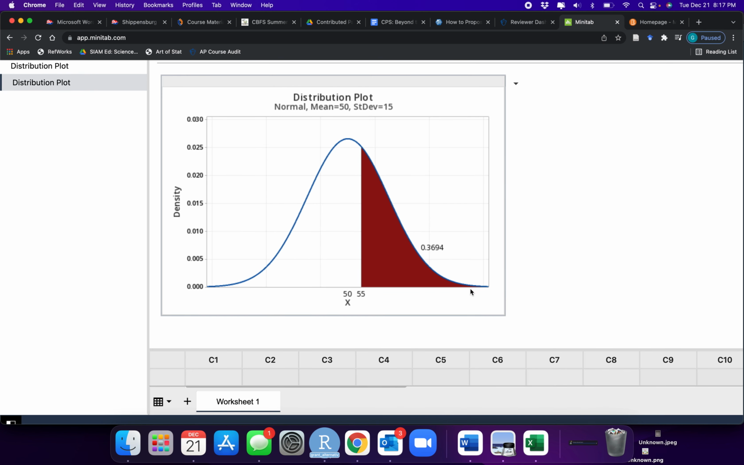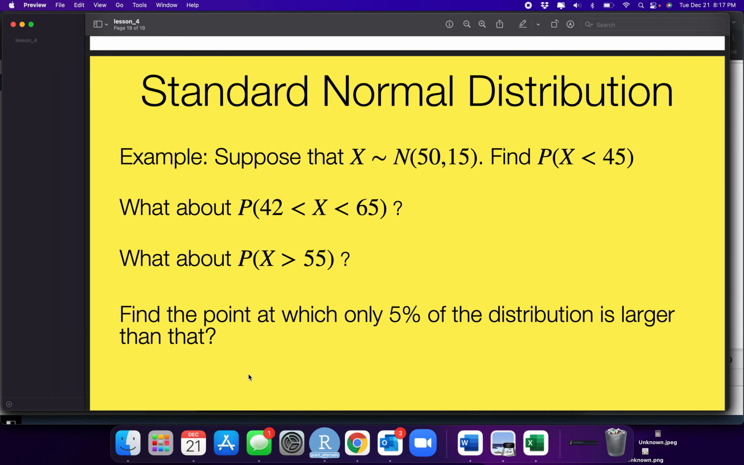Again, this is also nice visually because you can look and see whether I'm calculating greater than 55. Is the red greater than 55 or less than? Yes, greater than 55, that looks good. And 0.3694. It turns out that less than 45 and greater than 55 have the same probability in this case, 0.3694.